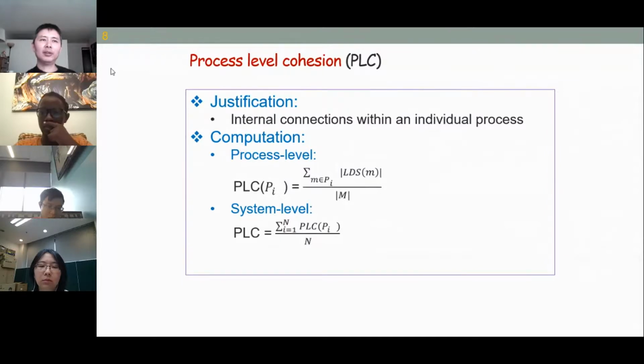The process level PLC for a process is the ratio of the sum of the size of local dependencies of the process methods to the size of the set of all executed methods in the process. The system level PLC is the mean of process level PLC, measuring overall processes.